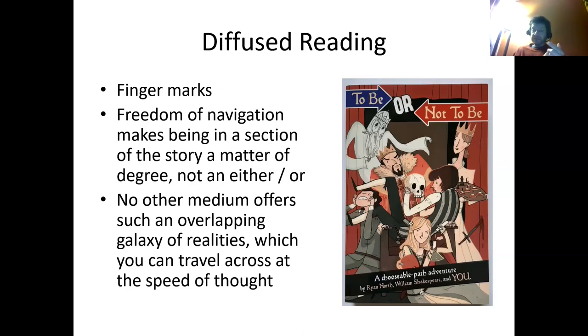And Ryan North, in his book, To Be or Not to Be, acknowledged that the finger marks actually allow you to read differently. Because he also said he created a bookmark with like five fingers that you can place in different parts of the book. And he says you can use it when you are in multiple parts of the story at the same time, which is a unique experience that only game books can offer us. And they can offer that only because the materiality makes all the stories available to us at the same time.